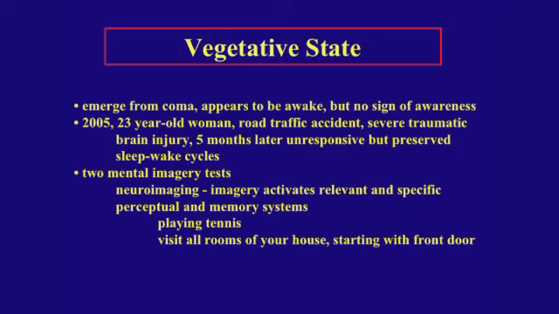So here's a different woman, 23 years old in 2005. She had a road traffic accident, severe traumatic brain injury. 5 months later, she's unresponsive, but she has preserved sleep-wake cycle. She's waking up, going to sleep, waking up, going to sleep, eyes open, but unresponsive in every other way. They put her into an fMRI scanner, as well as healthy comparison people. And they have them do 2 mental imagery tasks.